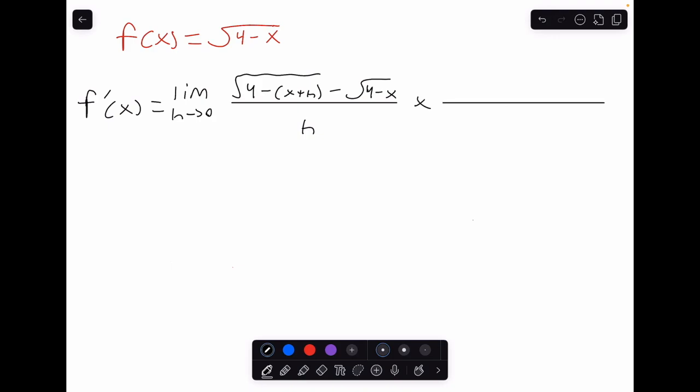What's the conjugate? The conjugate is the exact same thing as the numerator, but we switch the sign between the two terms. So instead of the square root of 4 minus x plus h minus the square root of 4 minus x, it's plus the square root of 4 minus x. So you just simply switch the signs. Okay, and we do the same thing down here. 4 minus x plus h plus instead of minus, right? That's it. Now we're just going to multiply those in.